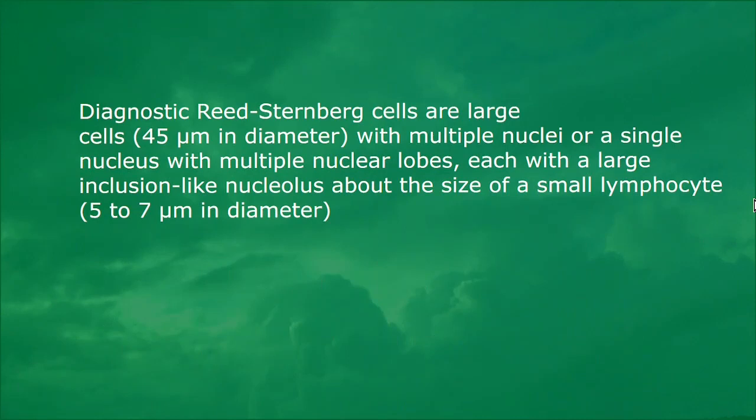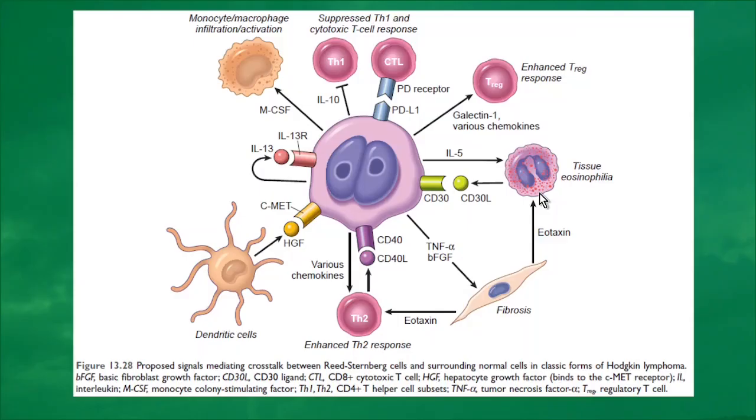Now, diagnostic RS cells are large cells, about 45 micrometers in diameter, with multiple nuclei or a single nucleus with multiple nuclear lobes, each having inclusion-like nucleoli about the size of a lymphocyte. Sometimes the nuclei are called mirror images of each other.